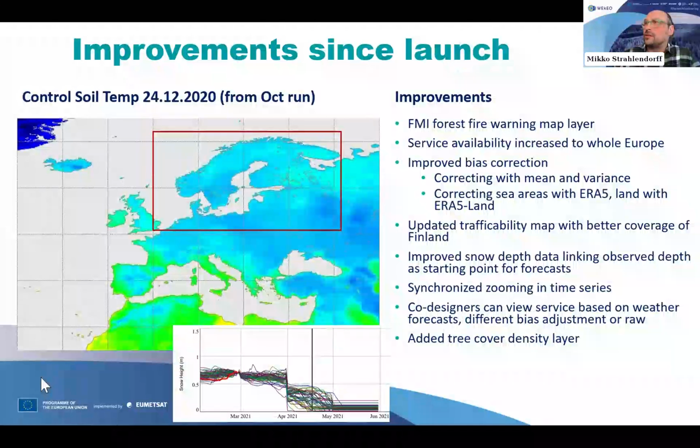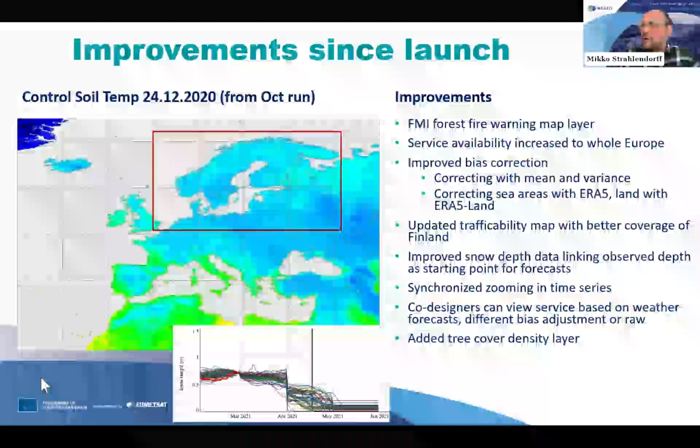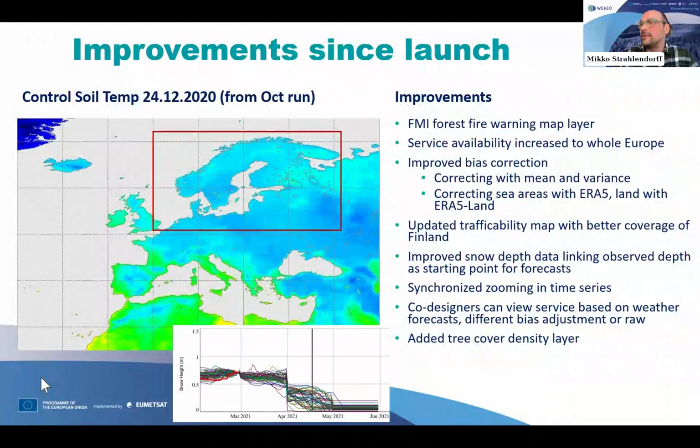We have improved since launch because our initial service was just for the Nordic countries, and let's say Fennoscandia and a little bit of Northern Europe in general. Then we expanded to the whole European area. We have added forest fire information, both observed and forecasted forest fire indexes. This we have both for the European domain and for the Finnish domain specifically from Finnish sources.